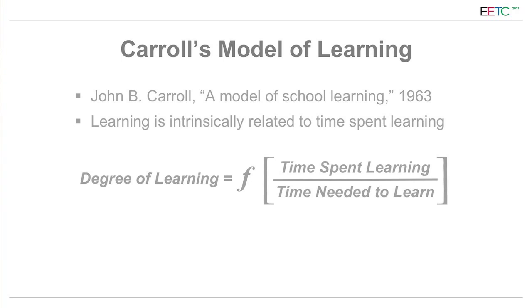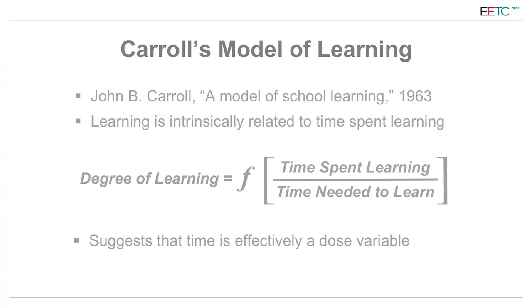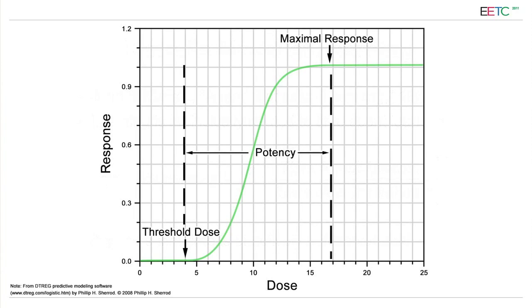And you'll notice that this equation has a couple of properties. One is that under the time needed to learn, that probably has a lot of contextual effects to it. The quality of instruction, the teacher, etc. But the time spent learning versus the time needed to learn is simply a fraction, which means that this is going to effectively be a dose variable. And to show you what I mean by that, I'll throw this up.